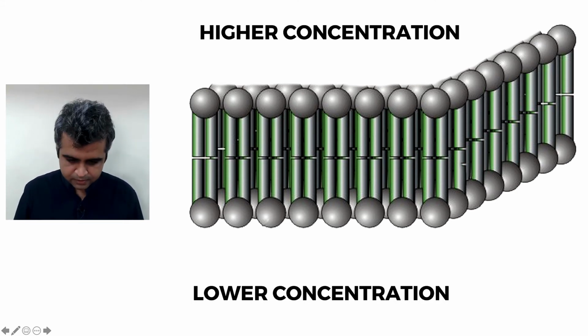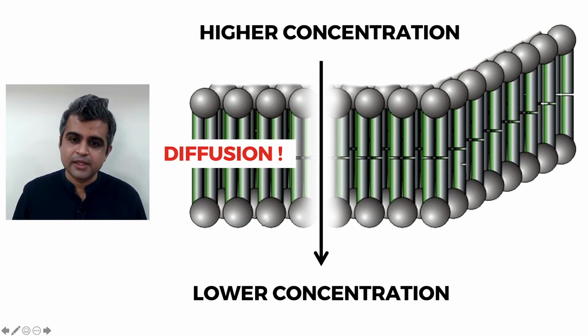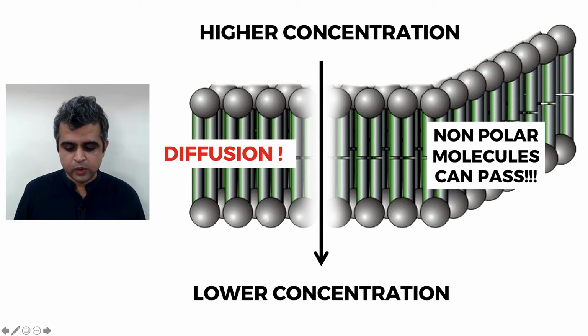In this case, it can easily move from its higher concentration to its lower concentration, because things always move from higher concentration to lower concentration, and in this case it will be able to move because it is a non-polar molecule, hydrophobic, water hating. And the middle layer that is visible in green is the tails of the phospholipid, which are also hydrophobic, so they are also non-polar. So this is going to be called diffusion, and non-polar molecules can easily pass.